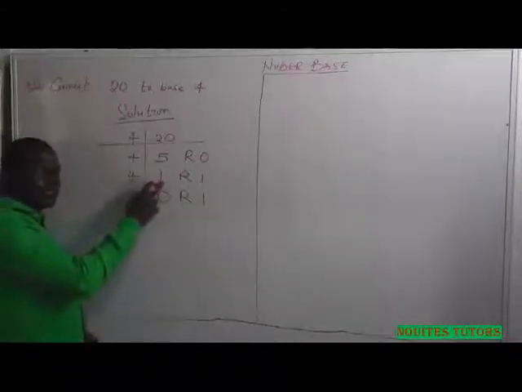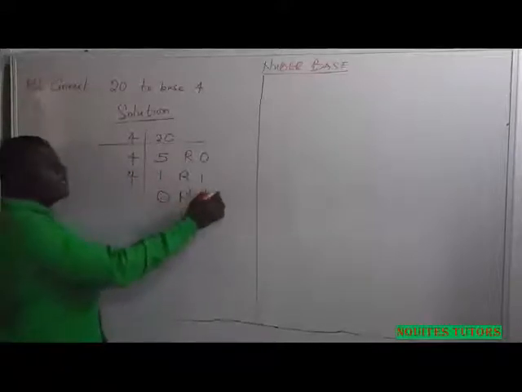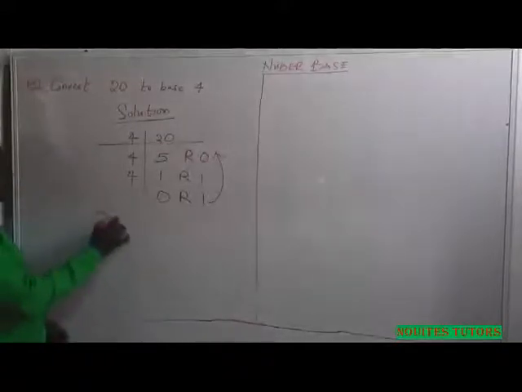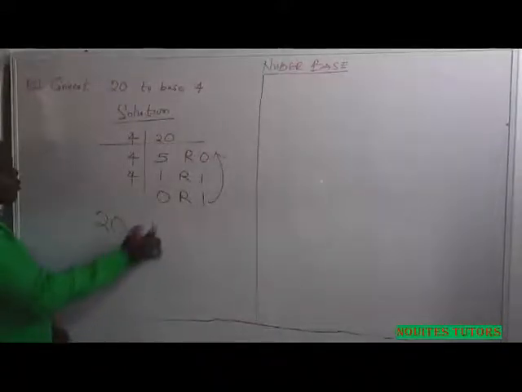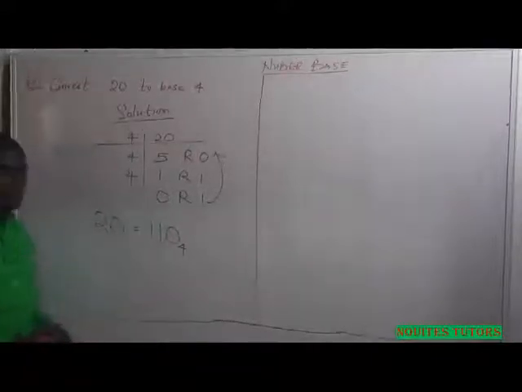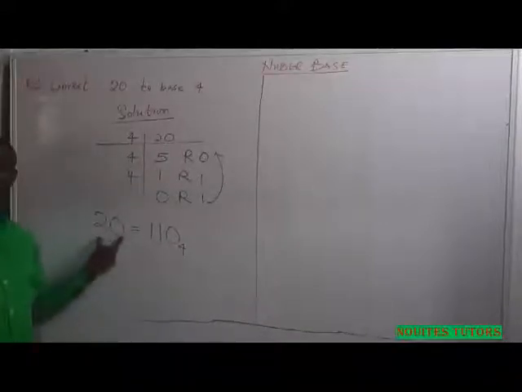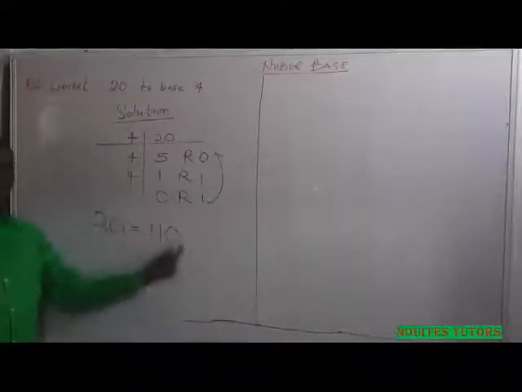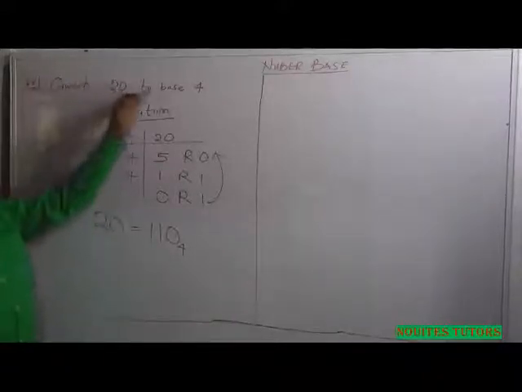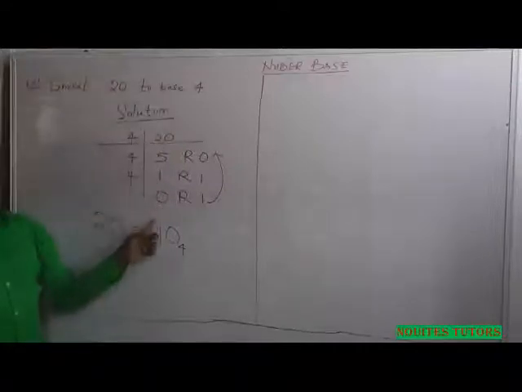You see that? 4 in 1 is 0. 4 cannot go in 1, so bring it as a remainder. Then you count from down. So what this means is that 20 is the same thing as 110 base 4. You know this 20 is in base 10, but now you have converted it to base 4. So if they say 20 convert to base 5, you will just put 5 here and use 5 to go in the 20.